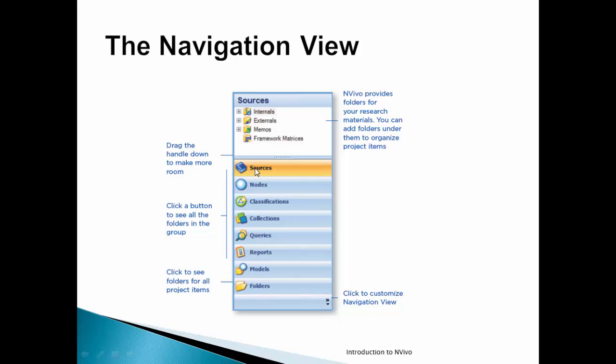So at the moment Sources is clicked, so these are the folders in the sources group. If you click on Nodes, it'll come up here what nodes you've created, and there is a folder for all project items. And again, you can customize the navigation view also.